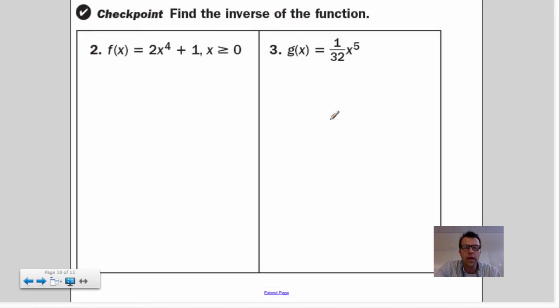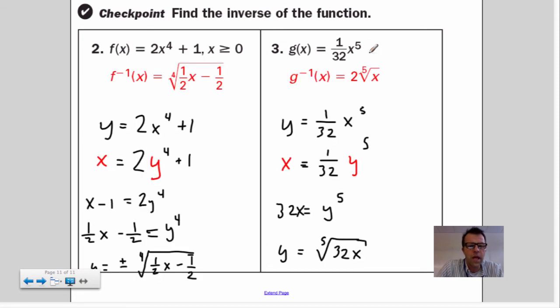So here you go. You've got 2 problems. All you have to do is find the inverse. So we're hoping you'll set this equal to y, switch x with y, and solve. Notice here we've got a restriction on the domain. You can only do this for x greater than 0. And then here, the 5th root, there is no restriction. So go ahead and hit pause. And when you're ready, I'll show you the answers.